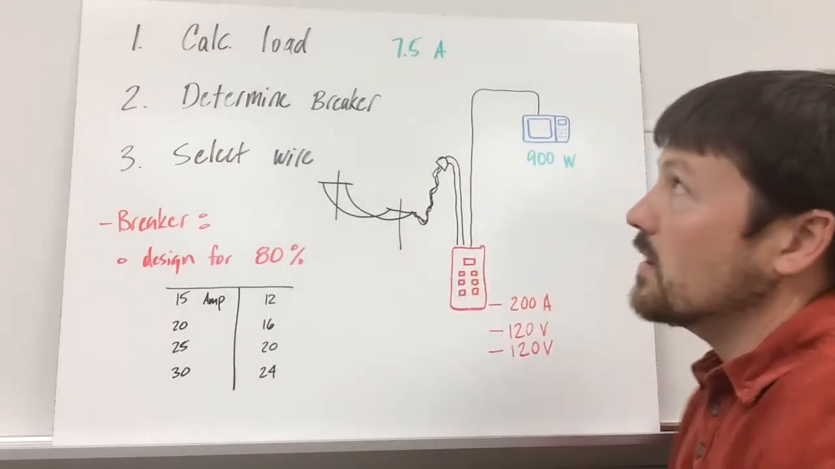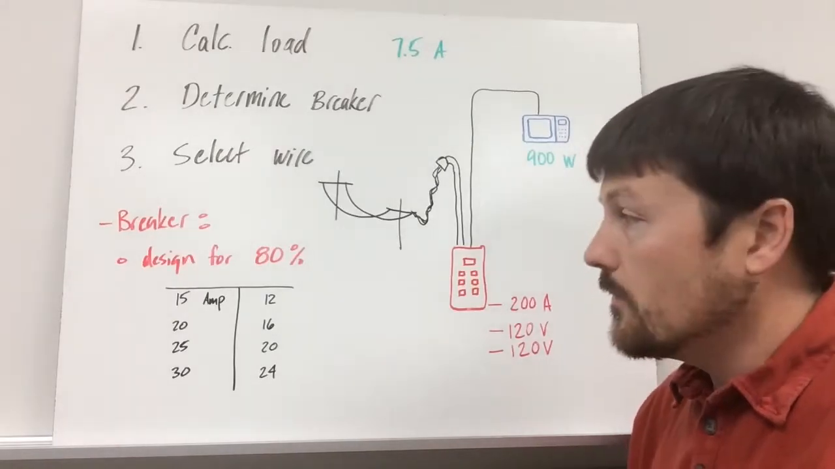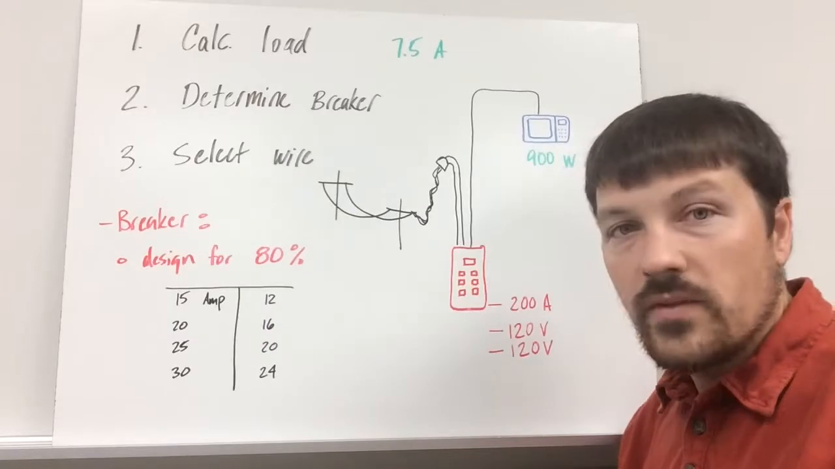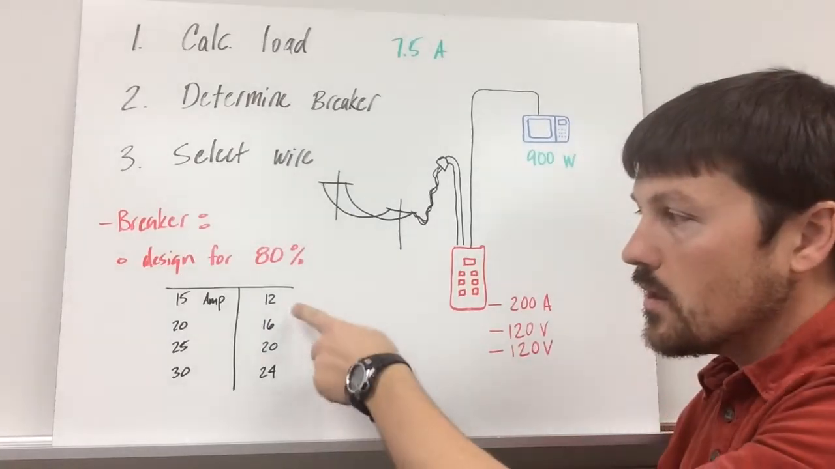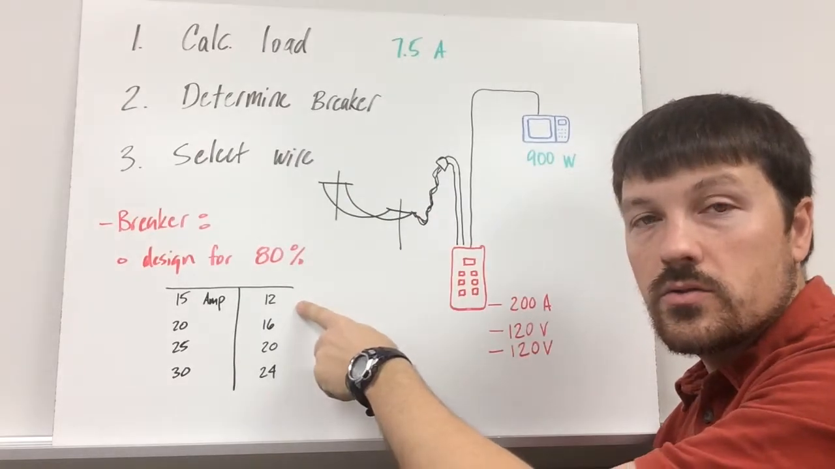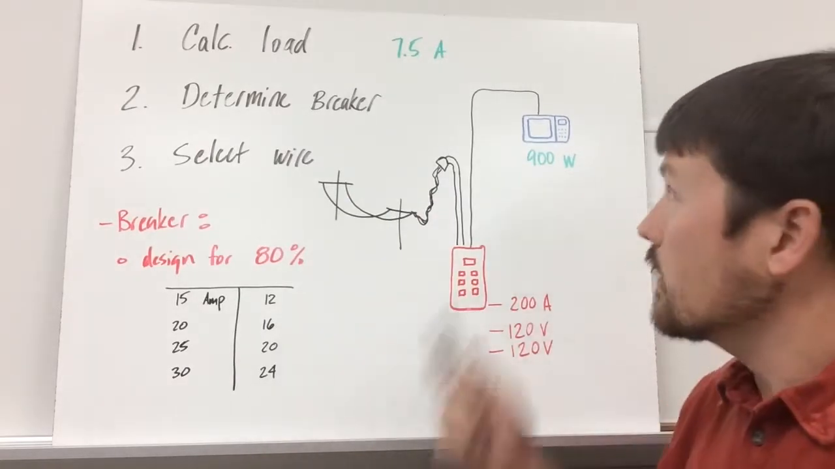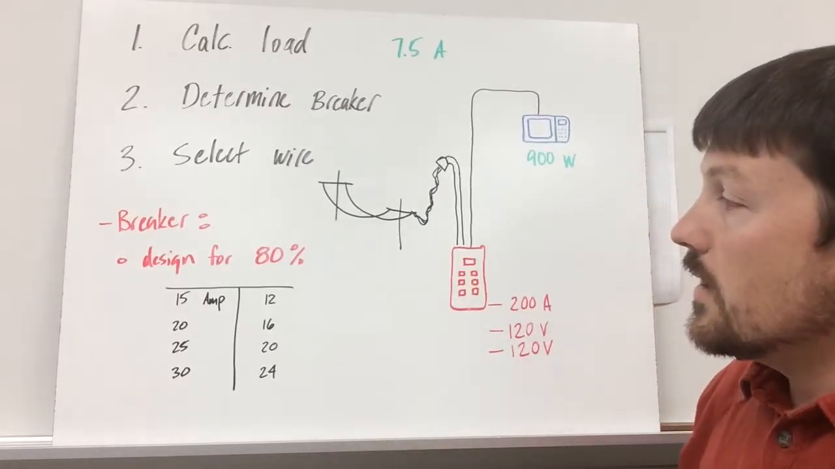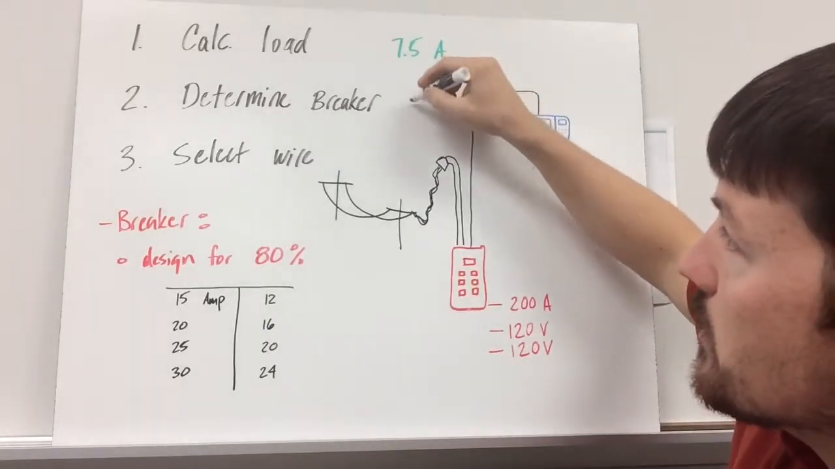But you need to keep in mind, if you're going to have 7.5 amps, what size of breaker could you use? You're more than okay to use a 15 amp breaker, because it's going to carry the 12 amps you've calculated that microwave to draw. So we're going to use a 15 amp breaker.